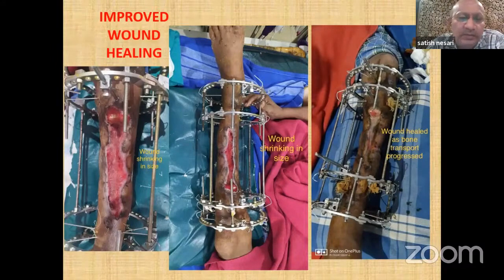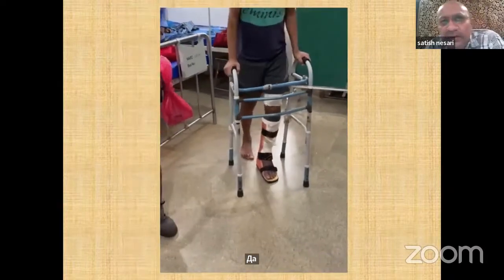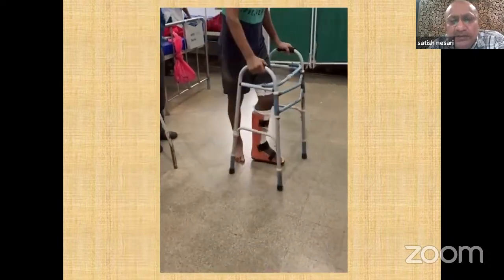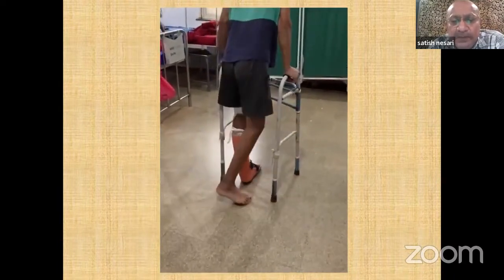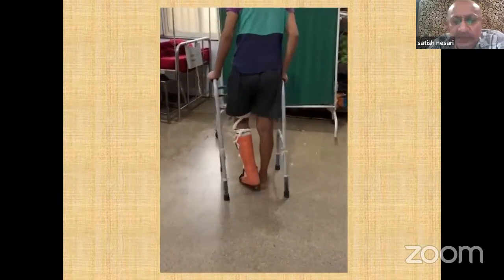Once I started the corticotomy, the wound started shrinking in size. By the time I could achieve a docking site, there was good skin covering, except there was some raw area, which I managed by skin grafting. This is at the end of frame removal: a good regenerate has been obtained and the raw area skin grafting was done. In order to protect the regenerate, I gave him an ankle foot orthosis.